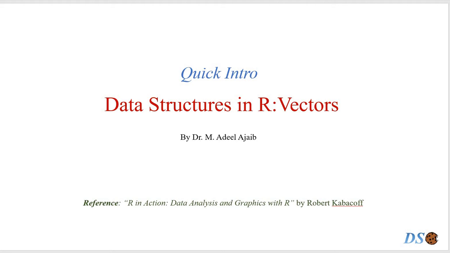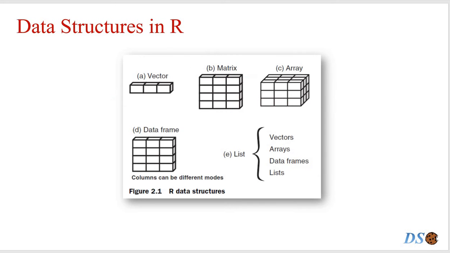So let's talk about data structures in R. There are different types of data structures. A vector is 1D and a matrix is 2D. An array is usually more than 2D. It's similar to a matrix, but its dimensions are more than 2D.